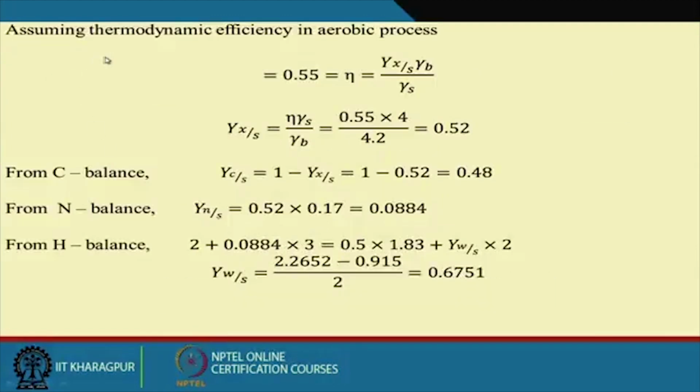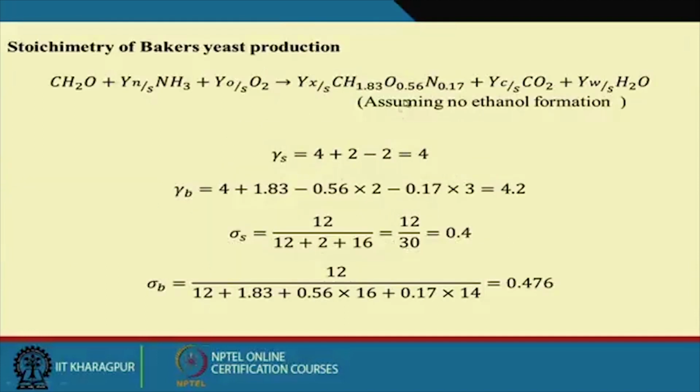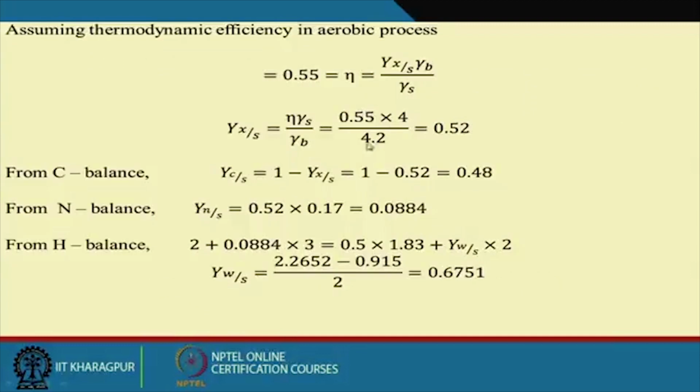We know the thermodynamic efficiency of the aerobic process varies from 0.5 to 0.6. If we assume a value in between, 0.55, then epsilon p will be 0, because we assume no ethanol production, since this is an aerobic fermentation process. Under aerobic conditions, no ethanol production takes place. So, we can assume eta equals yx/S times gamma b by gamma S, and yx/S we can easily calculate as 0.52.